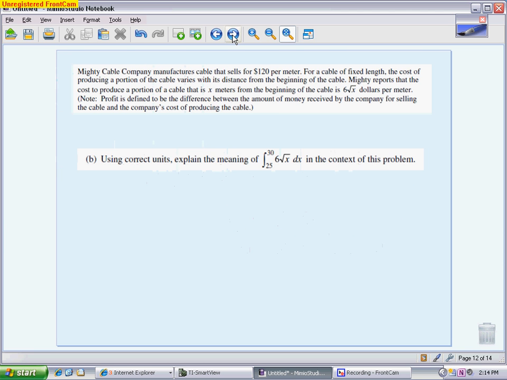Part B says, using the correct units, explain what the integral from 25 to 30 actually represents. When I did this problem, I actually found that answer because I wanted to see what the number was before I answered it. You do not have to find the actual amount. I just did because I figured it would help me. So I put it in my calculator, used the FNINT button, and got $157.27, and then tried to figure out, what does this mean? What this means is it's the increase in cost between making a 25-meter cable and a 30-meter cable.